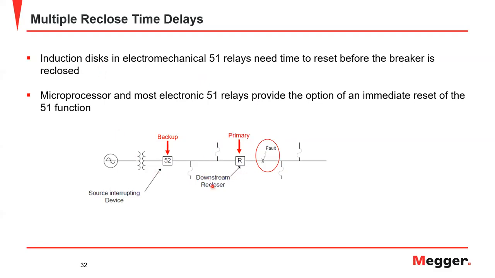So on the first reclose, you might be okay. On a second reclose, there's a good chance you're going to miscoordinate. And if this is where the induction disk relay is, the fault is here, this guy could possibly beat this recloser out, and now you're not really coordinating properly anymore. Okay. When you have microprocessor and most electronic relays, generally they're going to have an immediate reset option. Gives you a lot more flexibility in your reclose scheme.